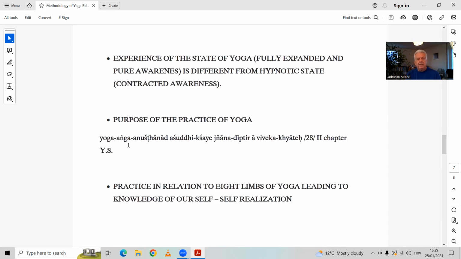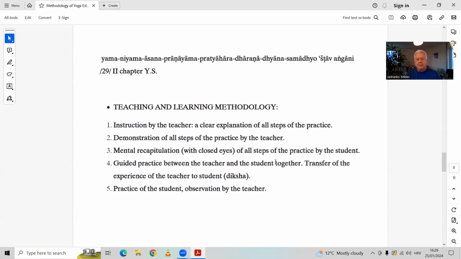For that, the practice of the limbs of yoga is important. This is sutra number 28 of the second chapter. And then naturally after that proceeds the education about the 8 limbs of life. Which are the 8 basic limbs, fields of life? It's the yama, niyama, asana, pranayama, pratyahara, dharana, dhyana, samadhi. So these are the 8 fields.